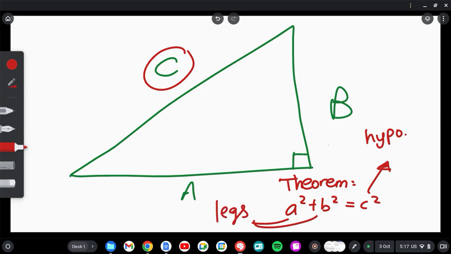Okay, they are called the legs. Right? Why the legs? Because A is the base leg, B is the side leg. As simple as that. Okay, nothing wrong here.